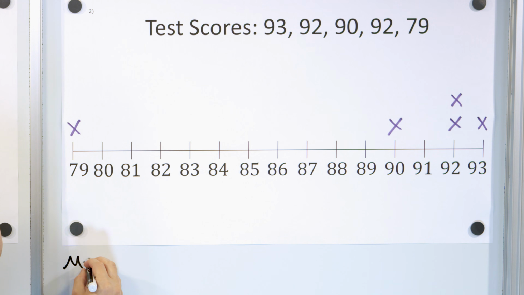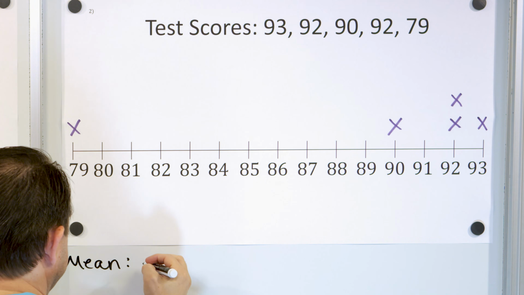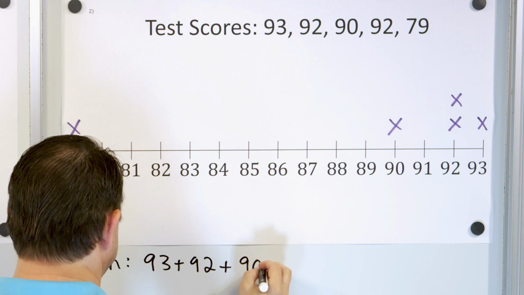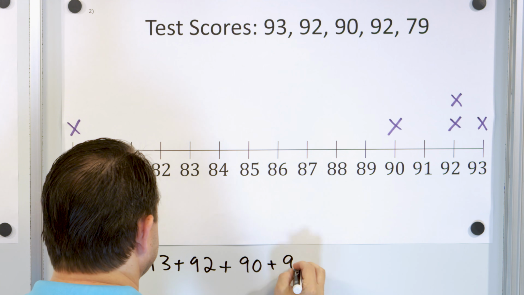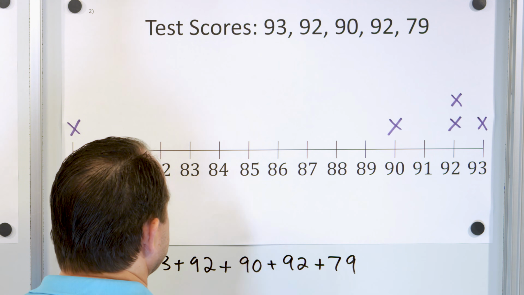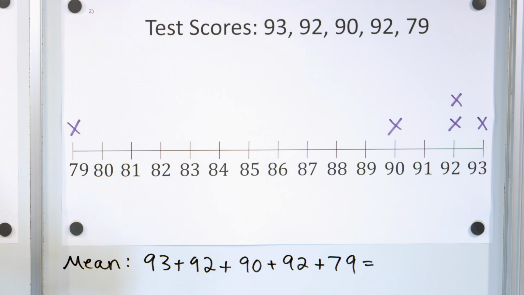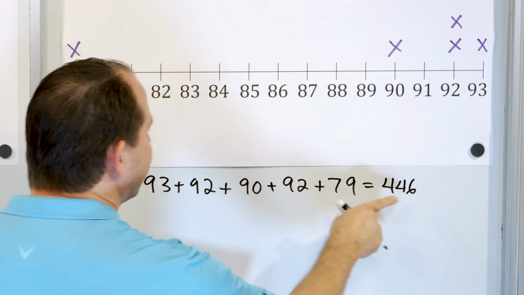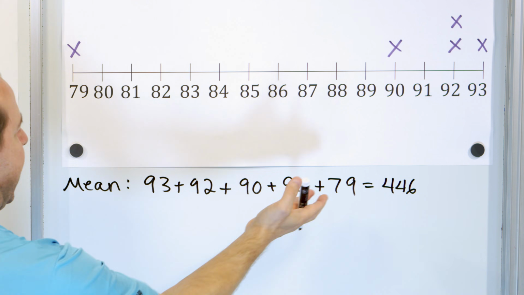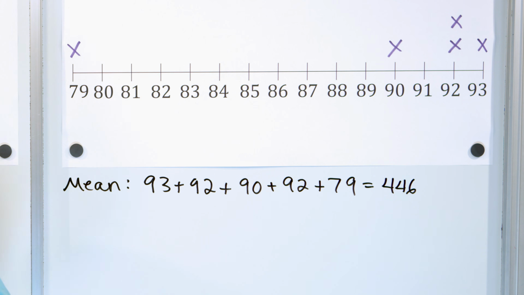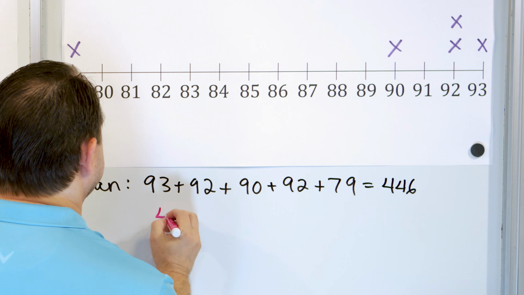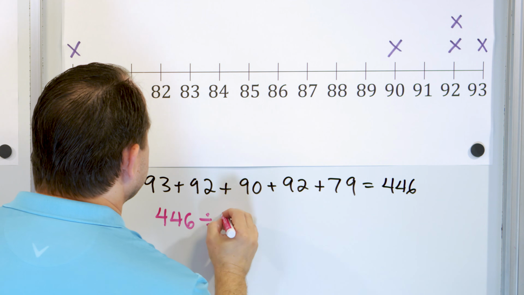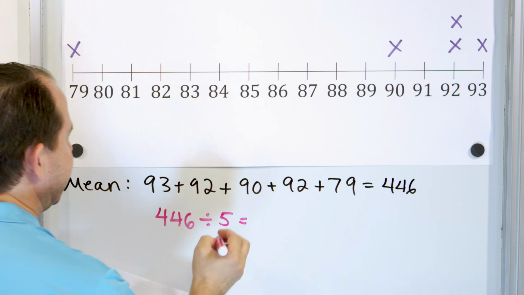All right, so let's find the mean, right? So we're going to add all these guys together. We're going to have the 93, and we're going to add the 92, and we're going to add the 90, and then we're going to add the 92, and then we're going to add the 79. And what does that equal? So 93, 92, 90, 92, 79, it's going to come out to 446. And of course, I'm trusting that you can add these together either in a calculator or by hand, and you're going to get 446. Now let's take that 446 and let's divide by 1, 2, 3, 4, 5. We're going to divide by 5. And when you do that, you're going to get 89.2.